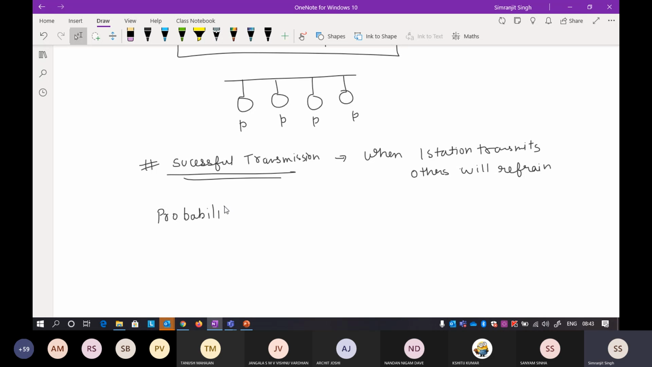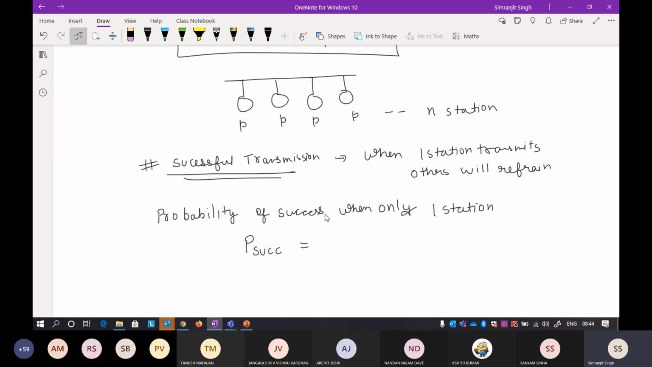Probability of success. Now again, this is a simple probability formula. It is the probability of success when only one station transmits the data. I'm denoting this as P of success. There are a total of n stations here.